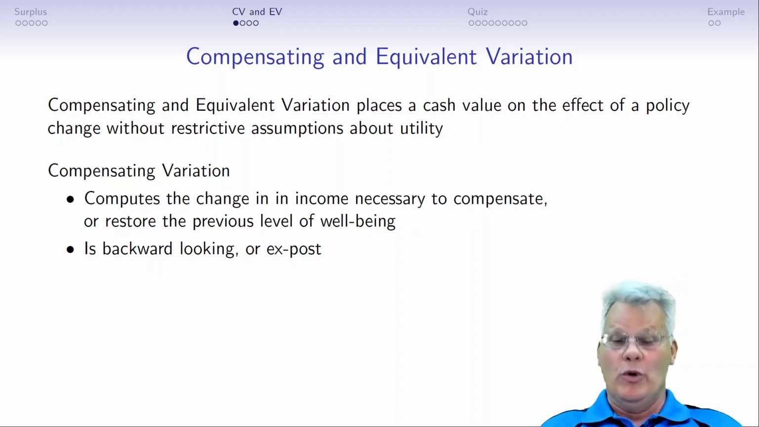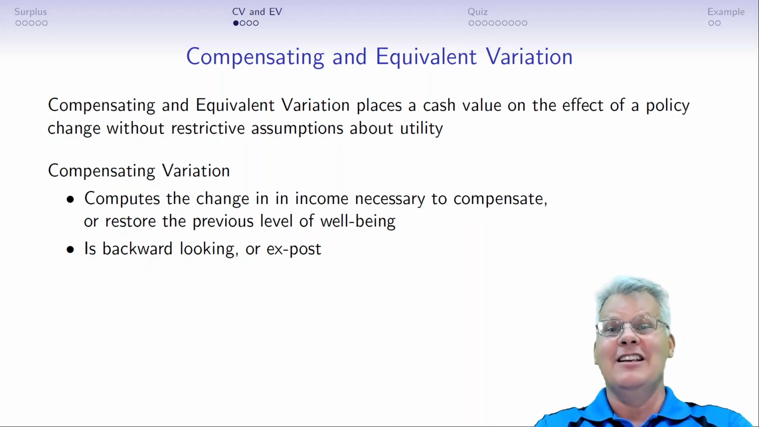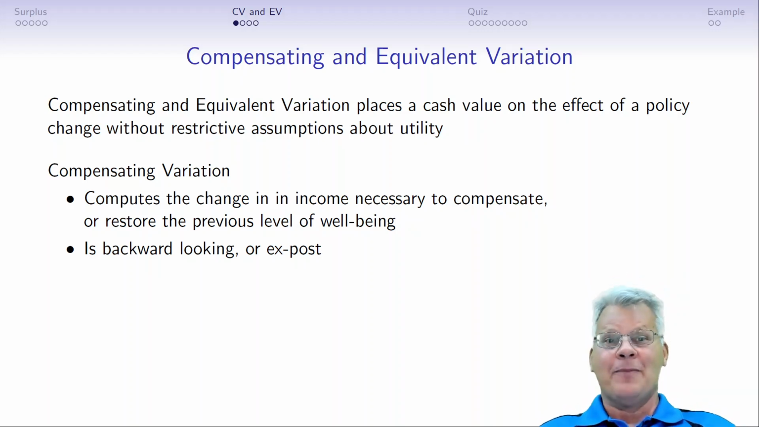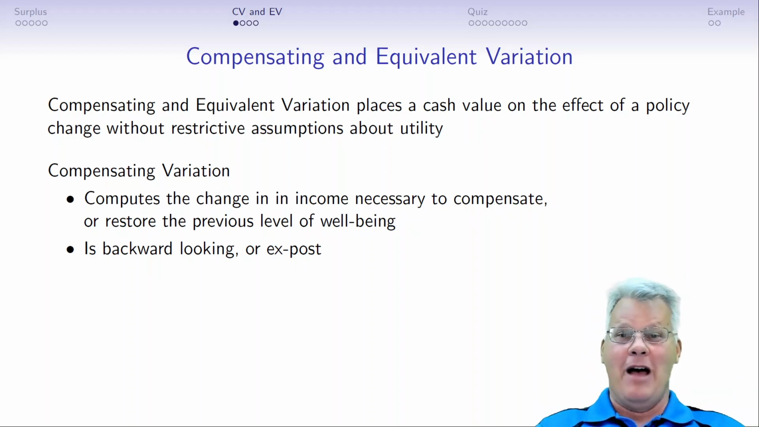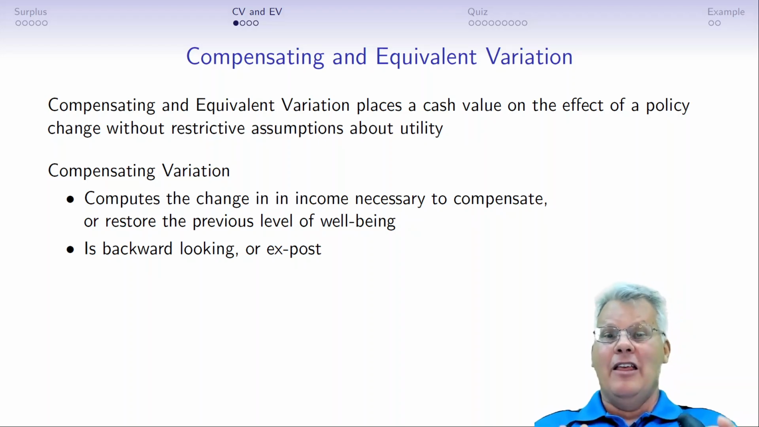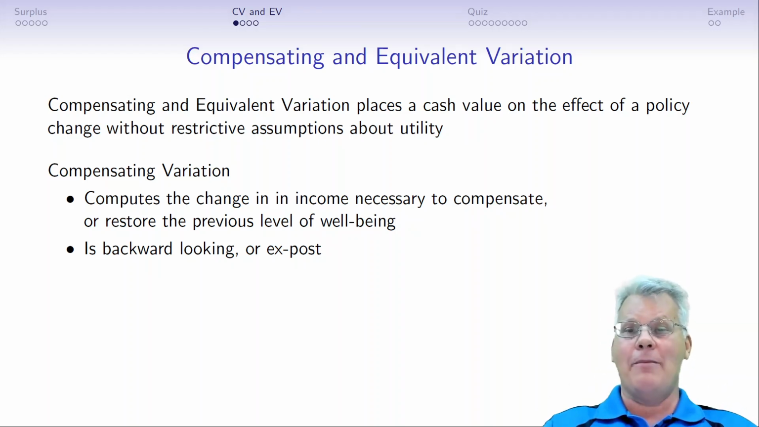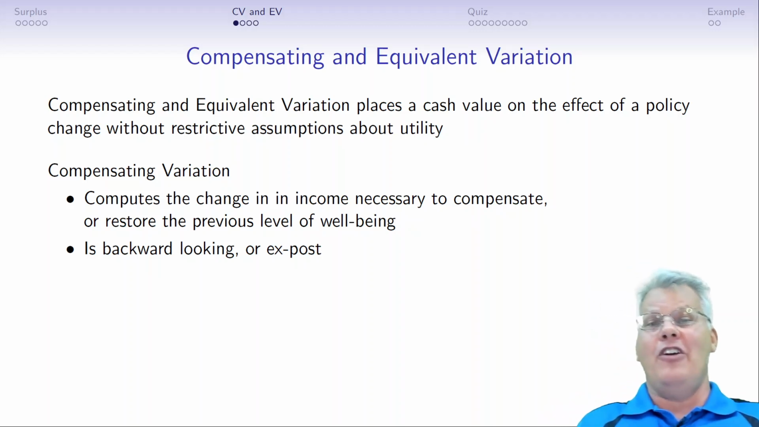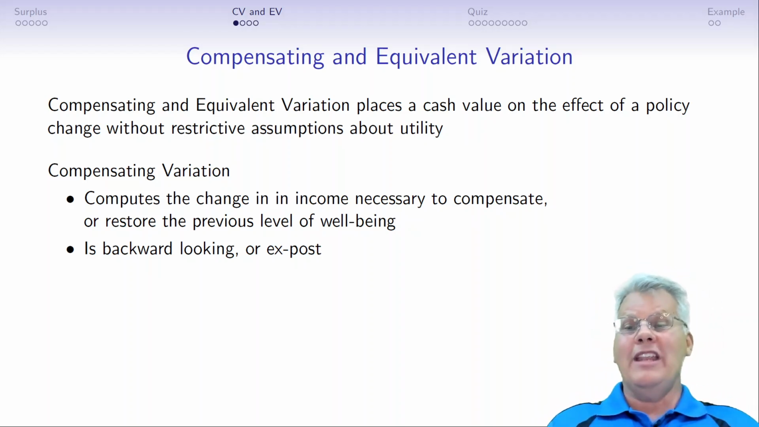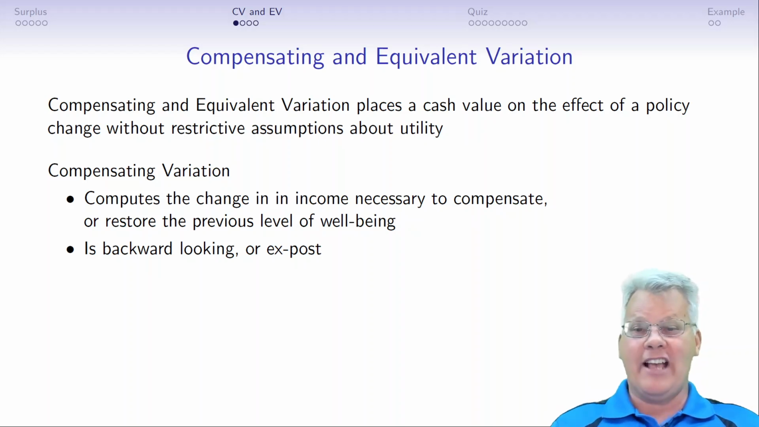What they're going to do is bring it to court, and the argument that the personal injury attorney makes before the jury is, these are the damages that happened to my client, and my client needs compensation to restore them to the level of well-being that they were at before. That's compensating variation.